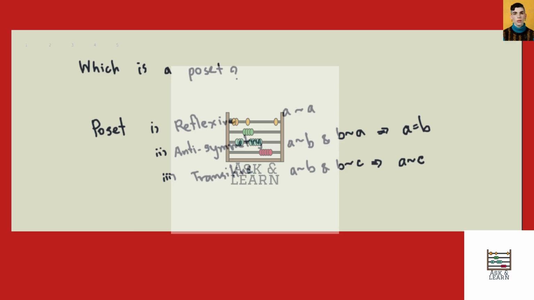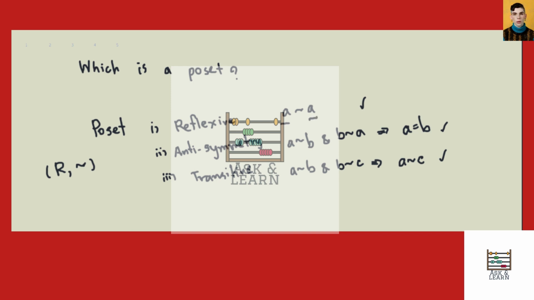The question we are asked: which of the following systems is a poset? For something to be a poset, it is a set with some relation such that it follows the three properties that we define here. The first is reflexive. Anything in the set must relate to itself.